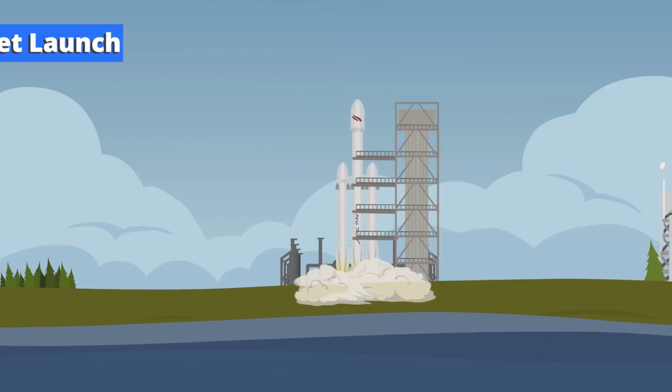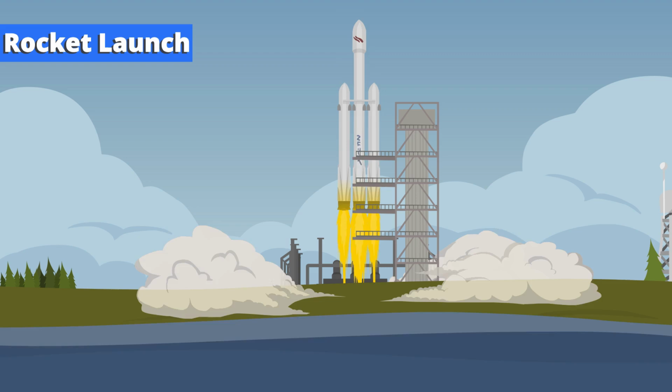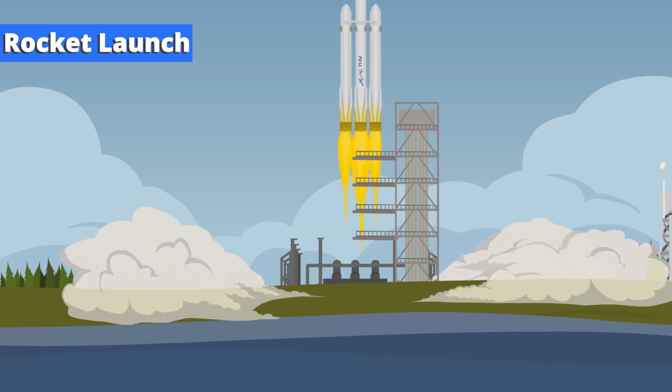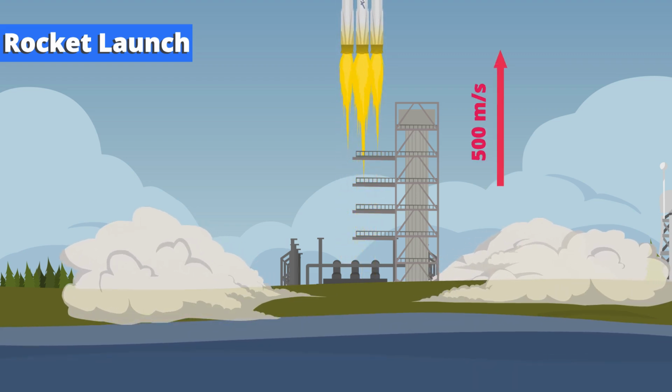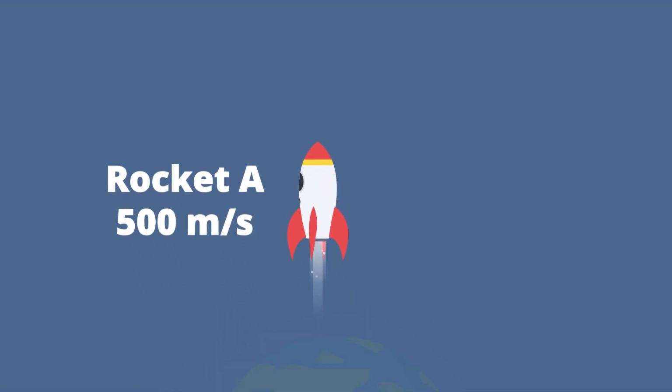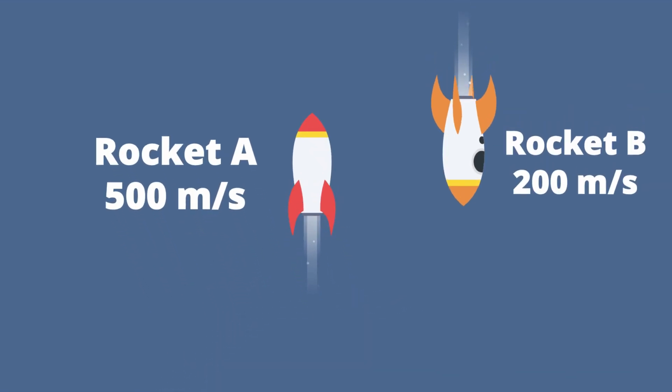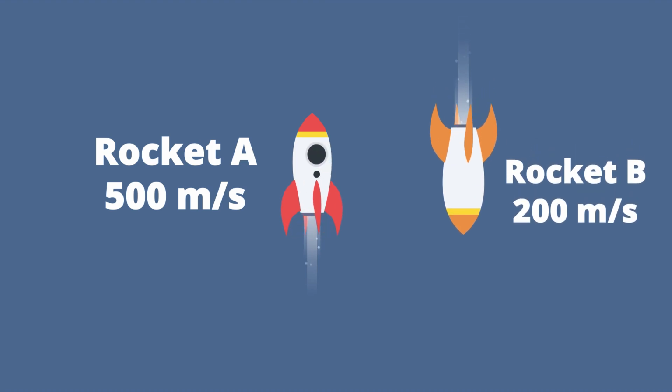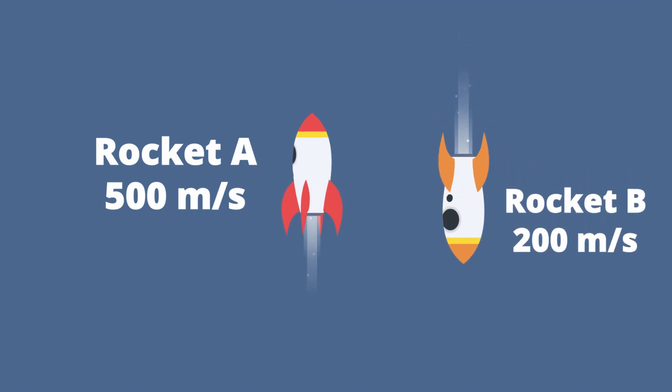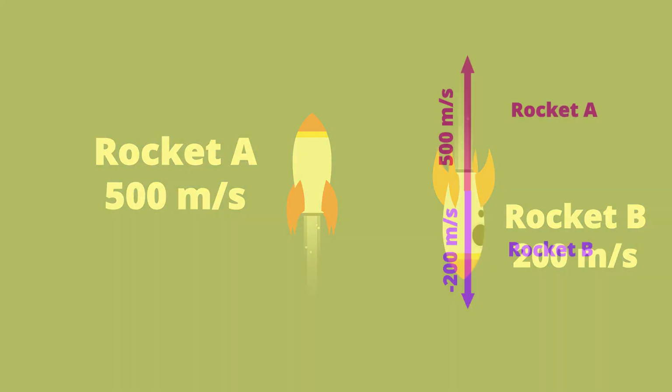Example 3. Rocket launch against another rocket. Advanced. Imagine rocket A is launching straight up with a thrust of 500 meters per second, while rocket B is descending straight down with a velocity of 200 meters per second. What's rocket A's actual velocity relative to rocket B?